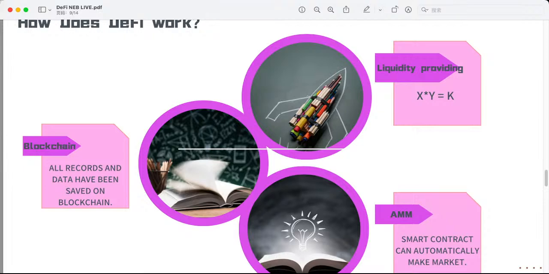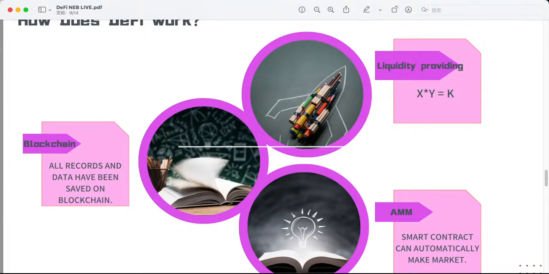For the whole Web3 market, not only for DeFi, liquidity providing is very important. But in the DeFi market, liquidity providing is very important for the whole process. There is an equation for liquidity providing. As I said before, the borrower can borrow X crypto assets into the staking pool, and the lender can lend Y crypto assets from the staking pool, and the total crypto assets stay constant. That's why liquidity providing is important for the whole DeFi process.